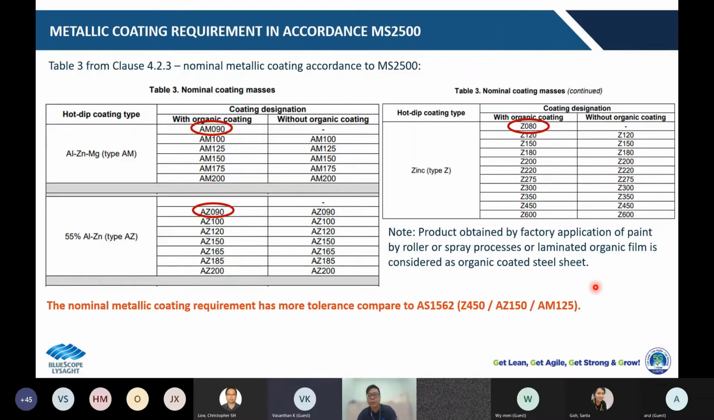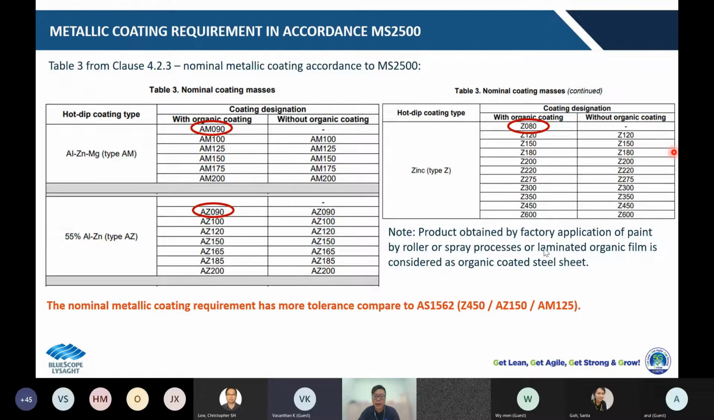Let's get into the MS 2005 and see what's the difference in the material requirement when compared to 1562. This table 3 is extracted from the MS 2005 clause 3, nominal metallic coating. It stated 2 requirements based on the different metallic coating condition, which are with organic coating and without organic coating. So what does it mean is, according to MS 2005, product obtained by factory application of paint by roller or spray process is considered as organic coated steel.